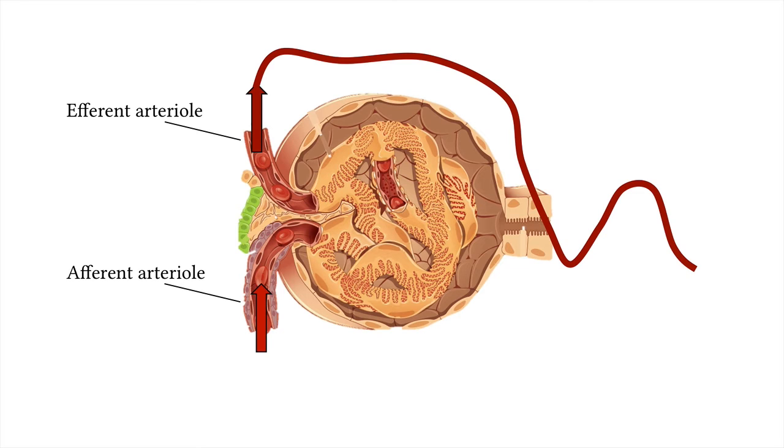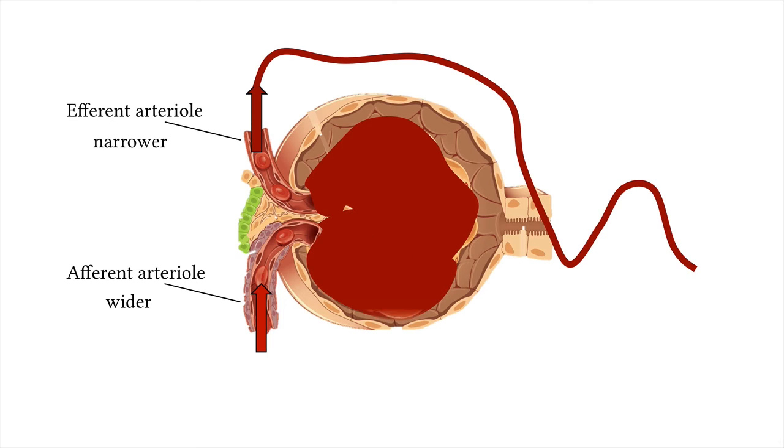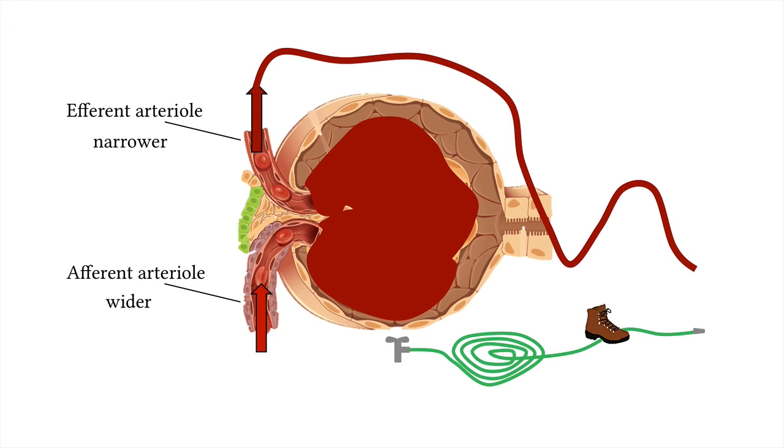The efferent arteriole is much narrower than the afferent arteriole. This doesn't allow as much blood to flow into it, so it begins to back up within the glomerulus, causing a higher pressure. It's kind of like if you had a flexible garden hose, and as water was flowing through that hose, you stepped on it a bit.